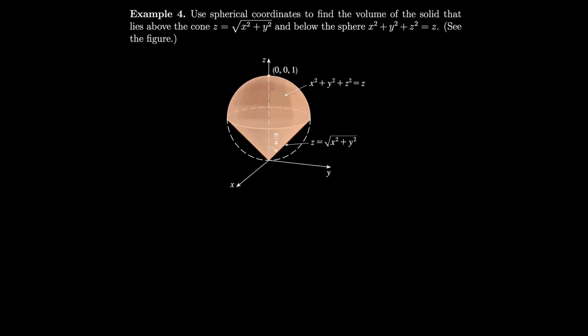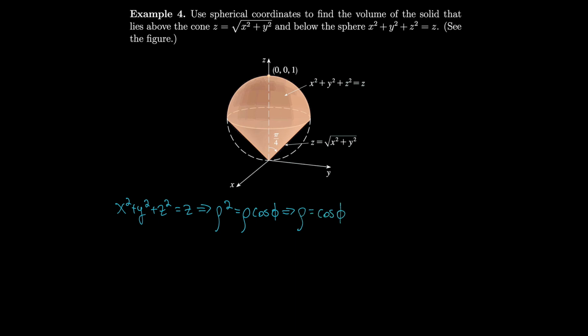We have x² + y² + z² = z. So that means that in spherical coordinates, this is just ρ², and then z is just ρ cos φ. So ρ² must equal ρ cos φ. So dividing by ρ, we get that ρ is equal to cos φ.